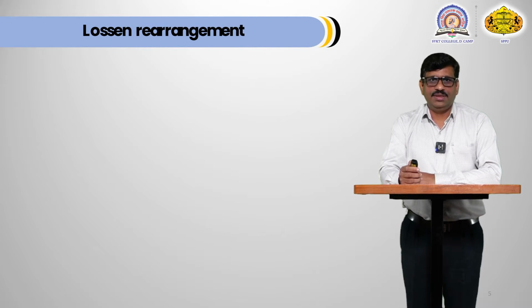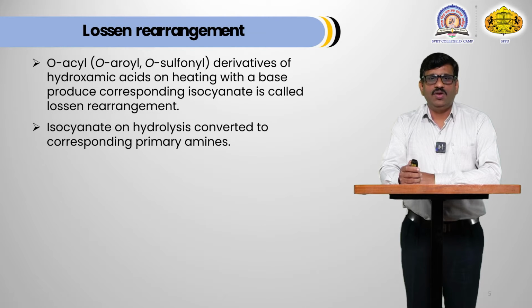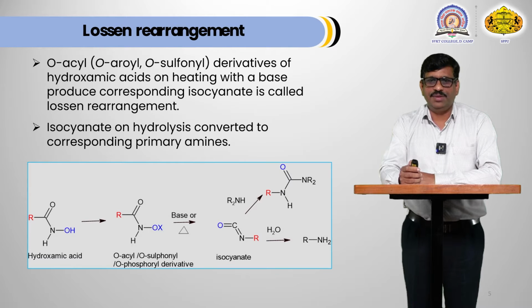During the last lecture, we have seen the Lossen rearrangement. The Lossen rearrangement is the O-acyl derivative of hydroxamic acid on heating with a base producing the corresponding isocyanate. Isocyanate, when it undergoes hydrolysis, is converted to the corresponding primary amine. Hydroxamic acid is first converted to an O-acyl or O-sulfonyl derivative, and when it is treated with base or heated, isocyanate forms as an intermediate, which on hydrolysis produces a primary amine.